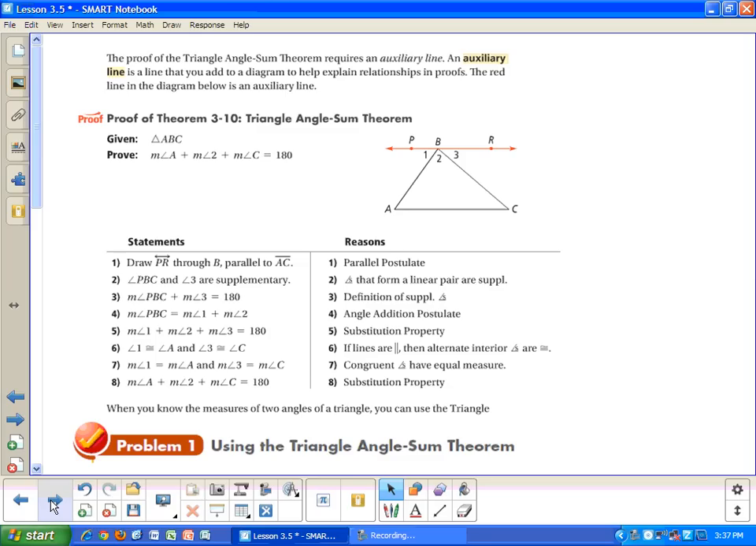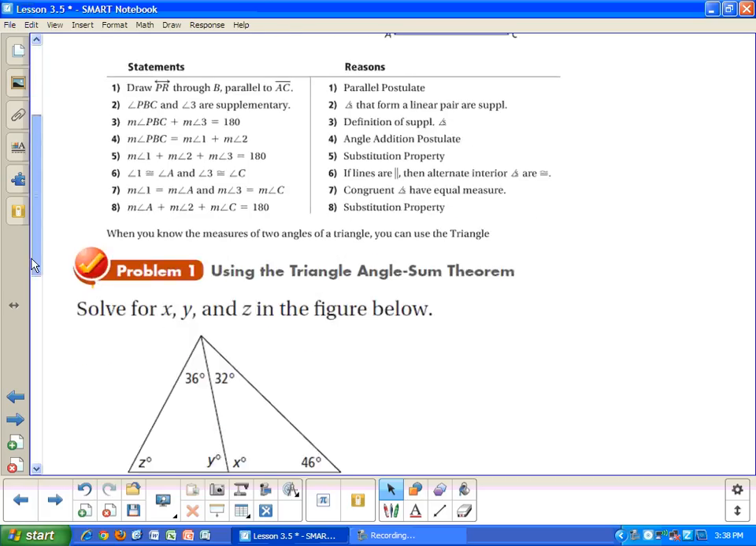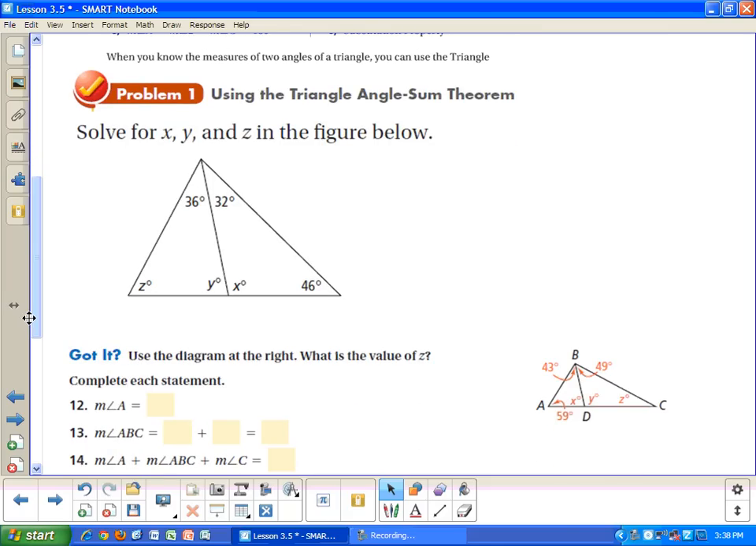All right, here's a proof of theorem 310, triangle angle sum theorem. You might want to look at it and just check out the statements and the reasons, see if you understand those. All right, we're going to use the triangle angle sum theorem to find the missing angles. To do that, I think I'll start with this triangle.